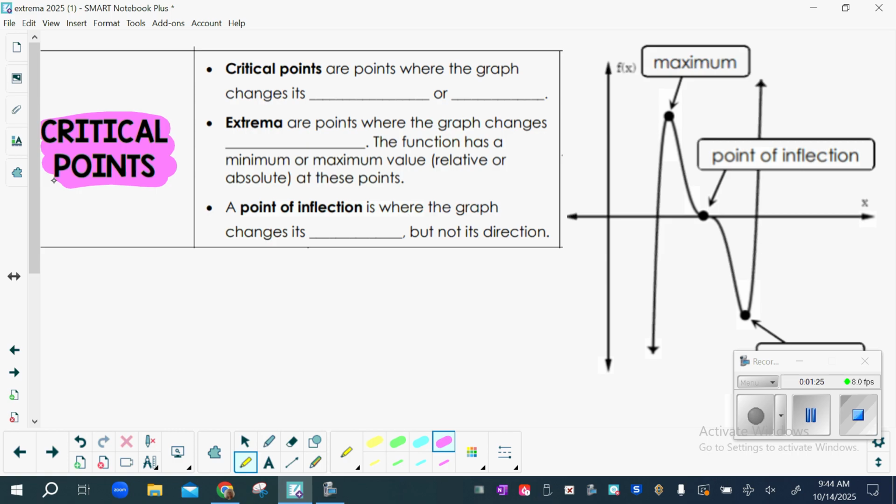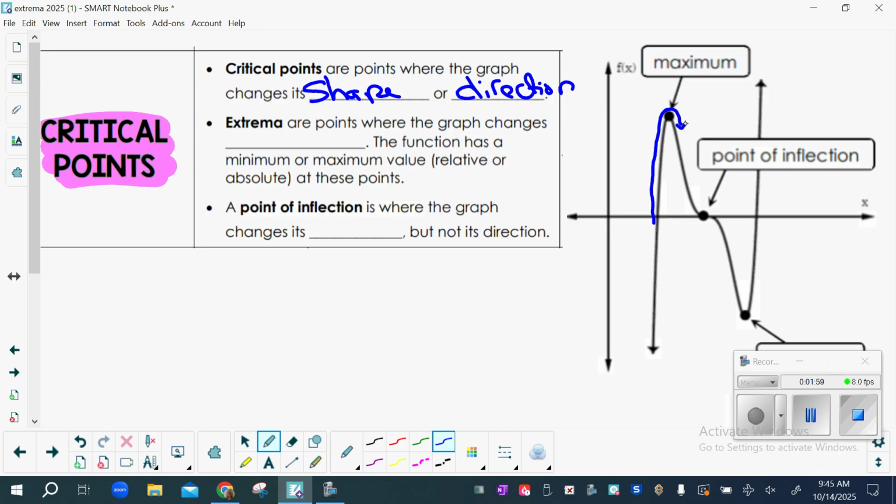Critical points are when the graph does one of 2 things, and you're going to write this down in your notes. It either changes its shape or it changes its direction. And here's what I mean by that. If I am a roller coaster and I'm going up, when you get to the very tippy top of your roller coaster and start heading down, that's a critical point. That's the best part of the ride, when you change directions, right? And that's one of our things.